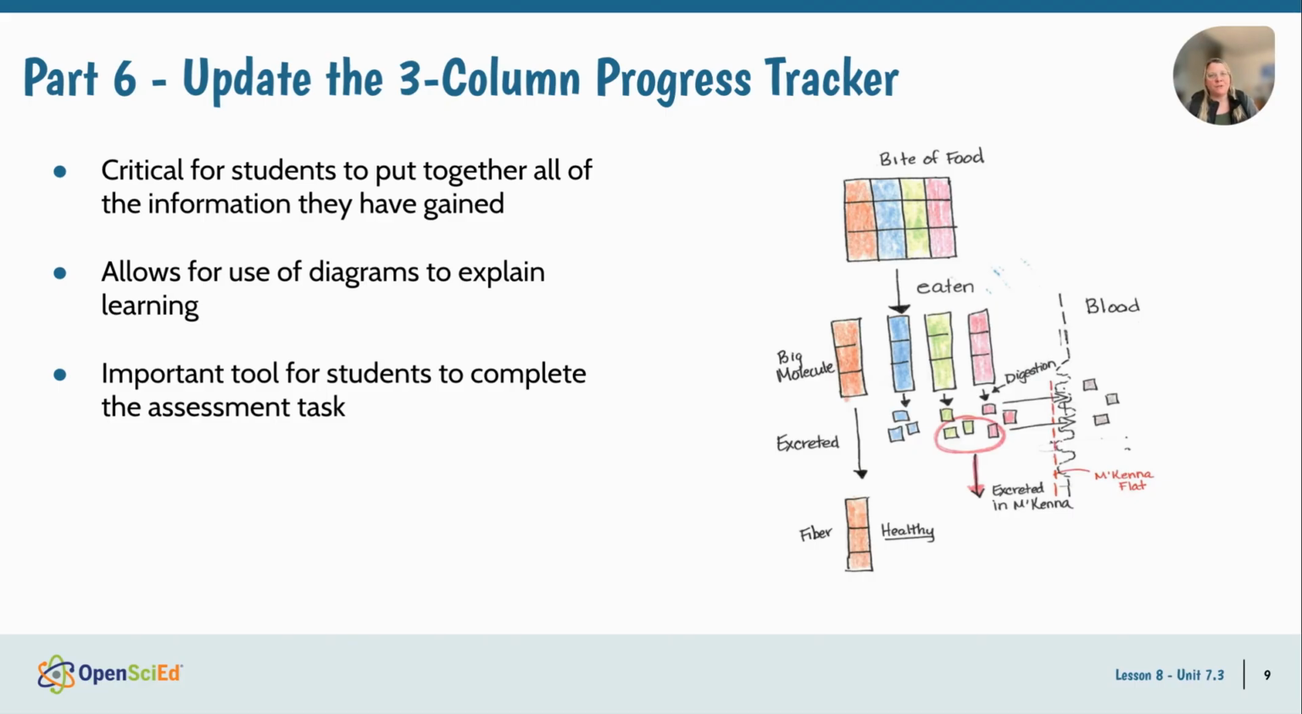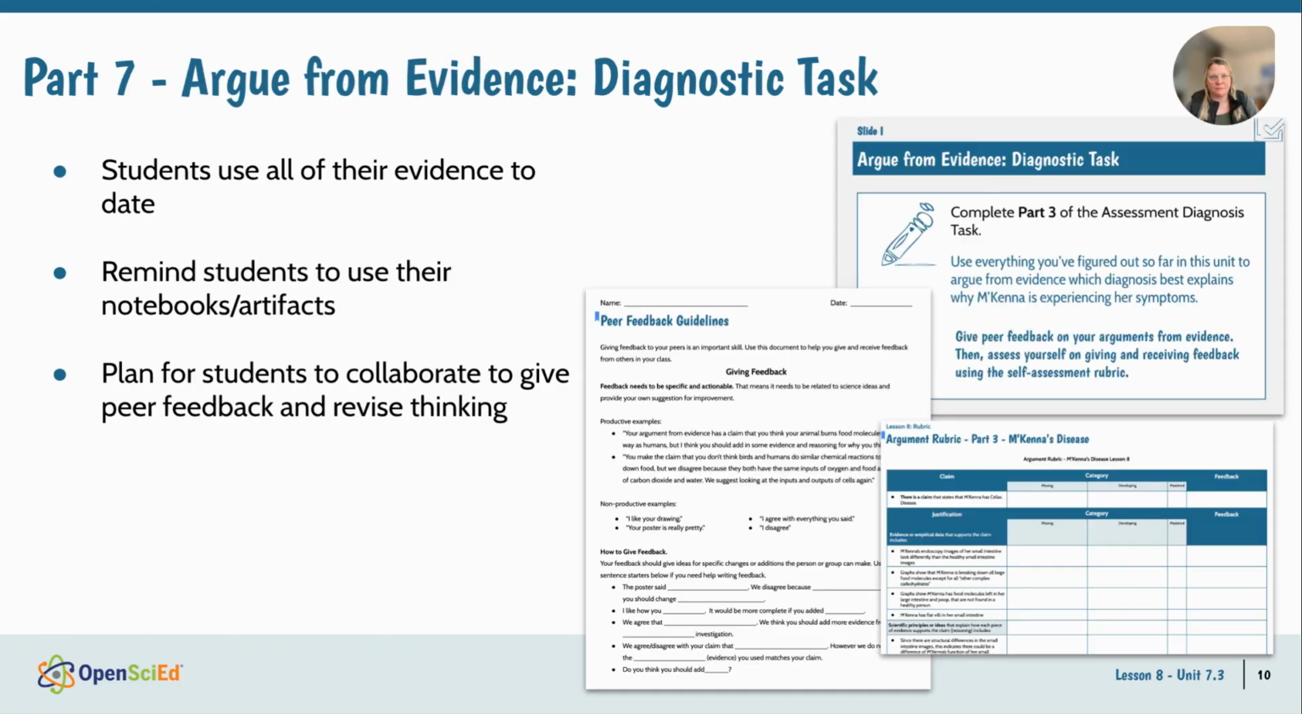This will become an artifact the students will be able to use when completing their argument task that they had started in Lesson 7. Students should be able to show their learning in the progress tracker in words or diagrams. Add scaffolds as necessary, such as partner work or group collaboration, to assist your students with identifying all the key information that they've figured out to date.